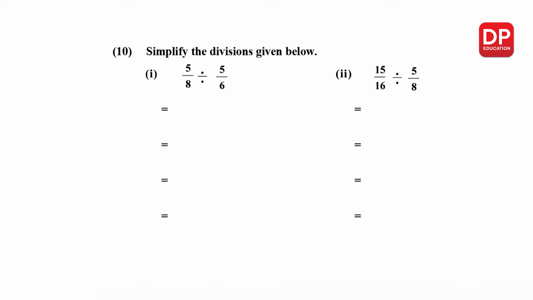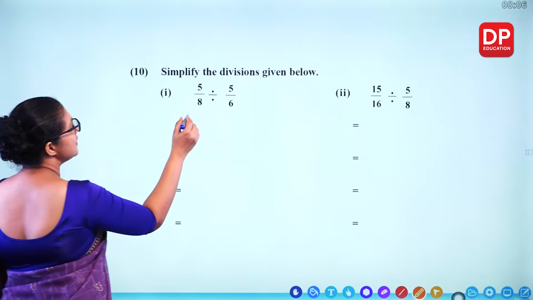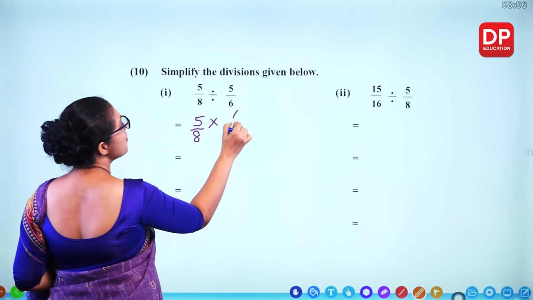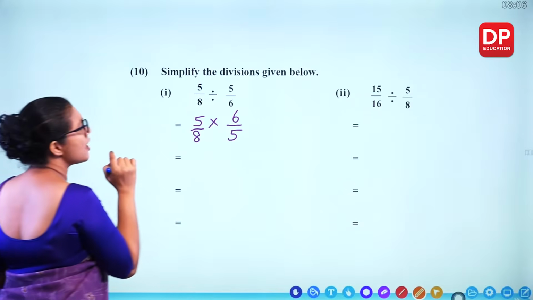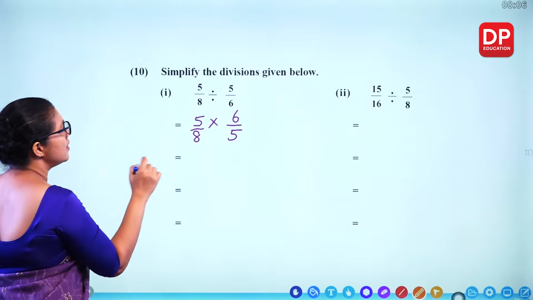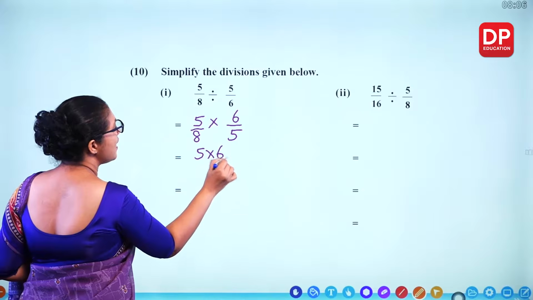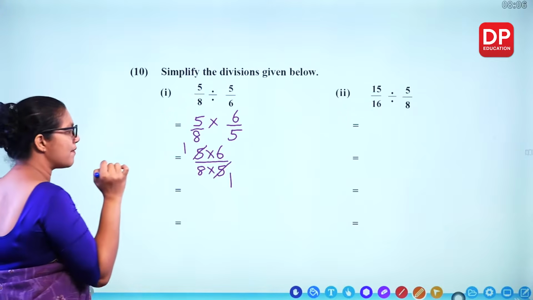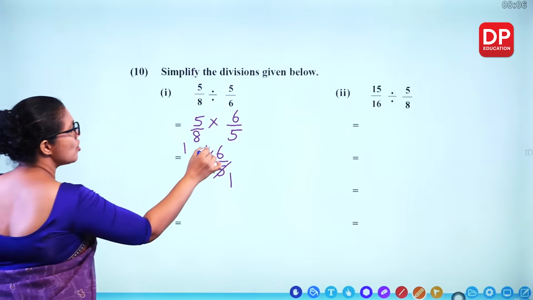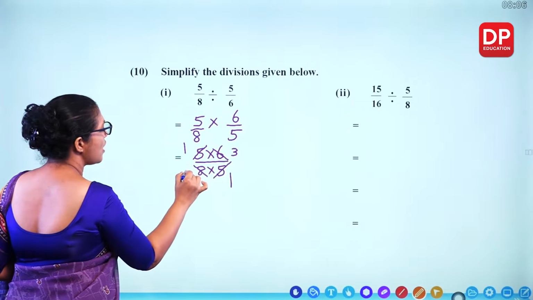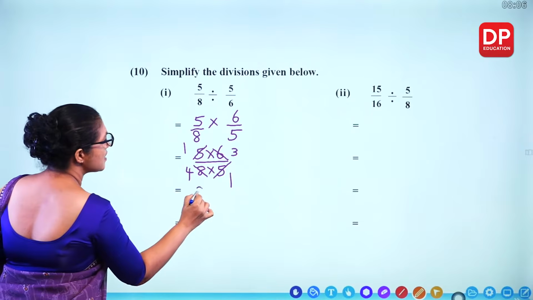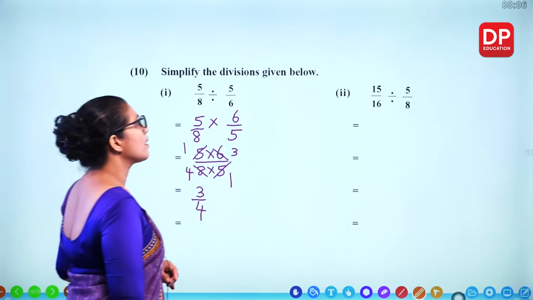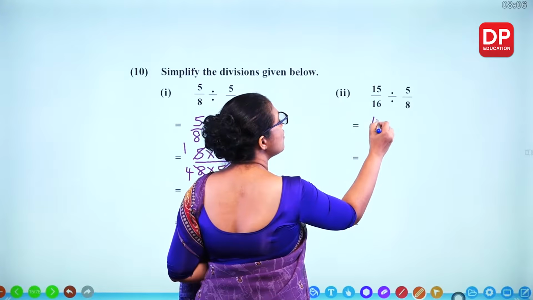Simplify the divisions given below. So this is division again. 5 over 8 multiplied by the reciprocal of this. 5 over 6 becomes 6 over 5. Now multiply the numerator separately, denominator separately. 5 and 5 get cancelled out. 2 times 3, 2 times 4. So what's the answer? You get 3/4.